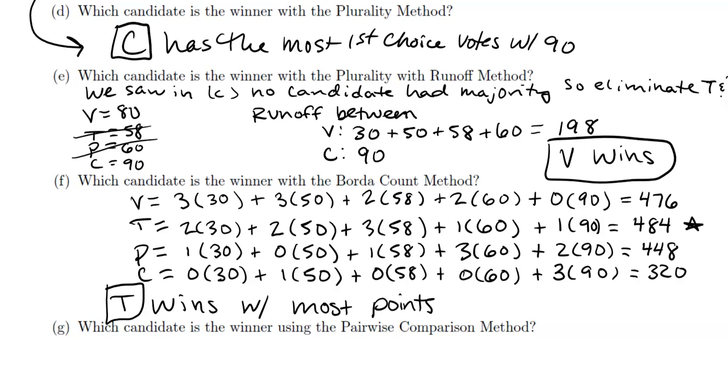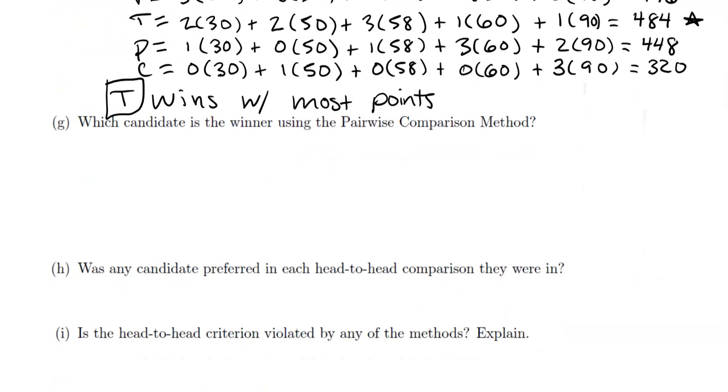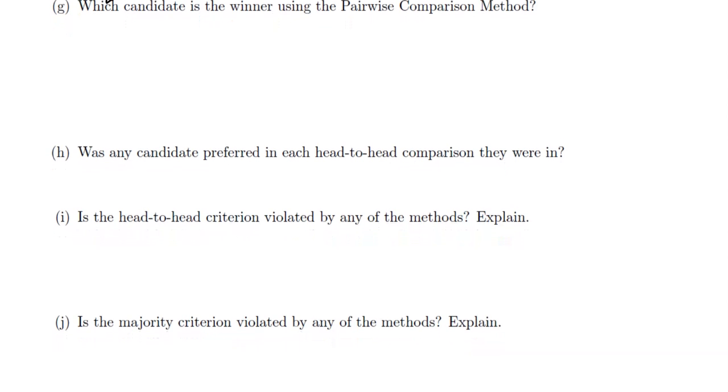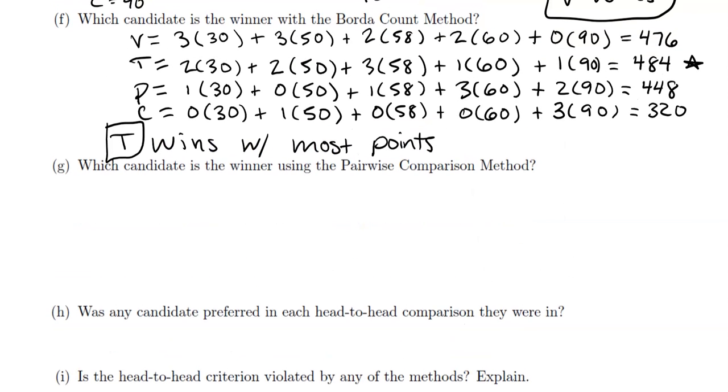All right, then we need to take a look at pairwise comparison method. So let's take a look at all of our pairs that we need. Let's have V versus all the different people. So we'll need V versus T. Remember, we've got 4 candidates, so we're going to have 6 comparisons. So let's see, V versus T, V versus P, V versus C are the 3 that V will be in.